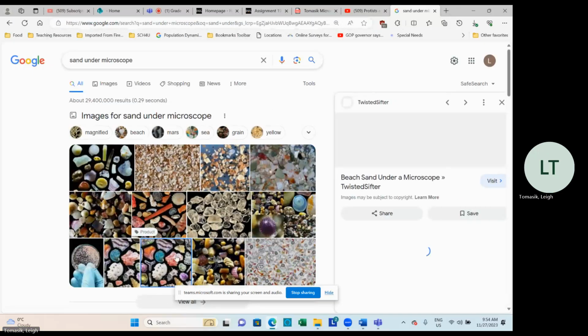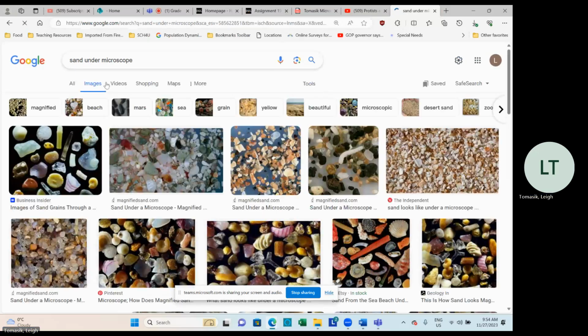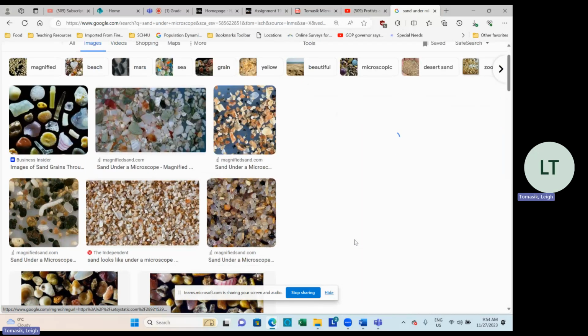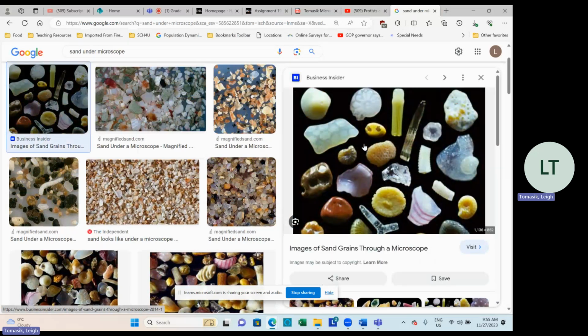So if you look at sand under a microscope, you'll see a lot of these weird little shapes. And these shapes are what's left over. Some of them are little shells, but a lot of them are what's left over from protists. You'll see some of the shapes repeated when we look at these diatoms, right? Very beautiful.